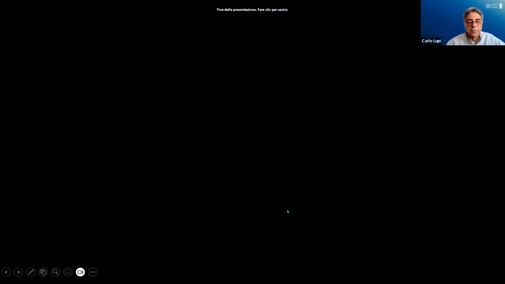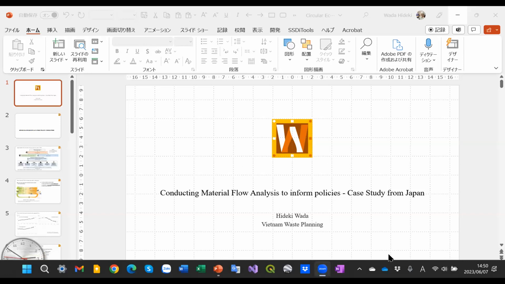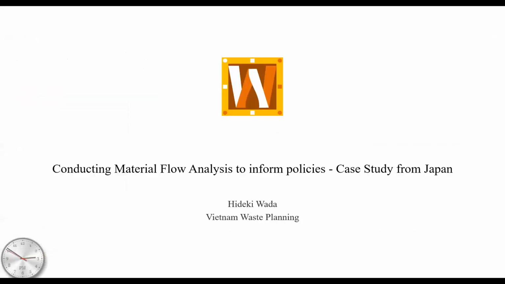And now we are going to move to our third speaker. I would like to invite Mr. Hideki Wada-san. Hideki Wada is a solid waste consultant with more than 40 years of experience. He extensively contributed to solid waste management planning in Vietnam and is a certified consulting engineer recognized by the Japanese government. So for this final presentation, we will hear from Mr. Wada-san, the presentation looking at the material flow analysis and how the use of this approach has helped to inform the Japanese policy. So, Mr. Wada-san, the floor is yours.